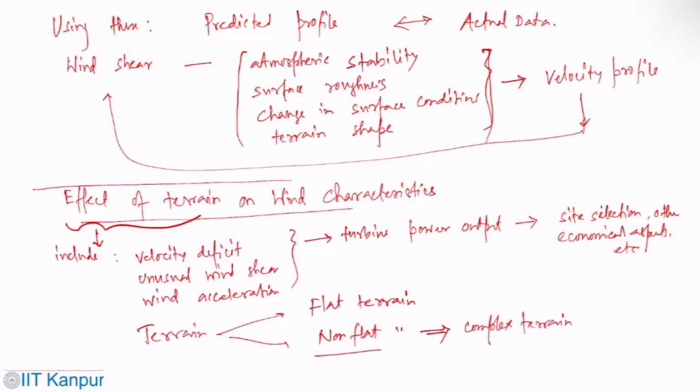So sometimes this non-flat terrain is also termed as complex terrain. Okay. And flat terrain is terrain with small irregularities such as forest, shelter belts, etc. Okay. Non-flat terrain has large-scale elevations or depressions such as hills, ridges, valleys, canyons.